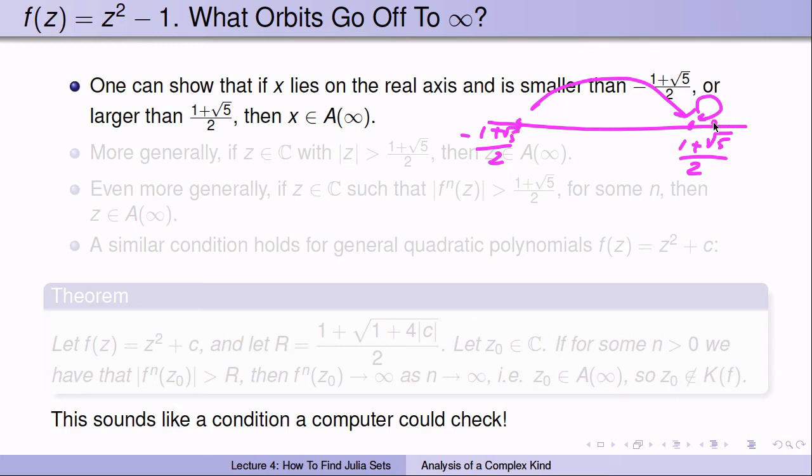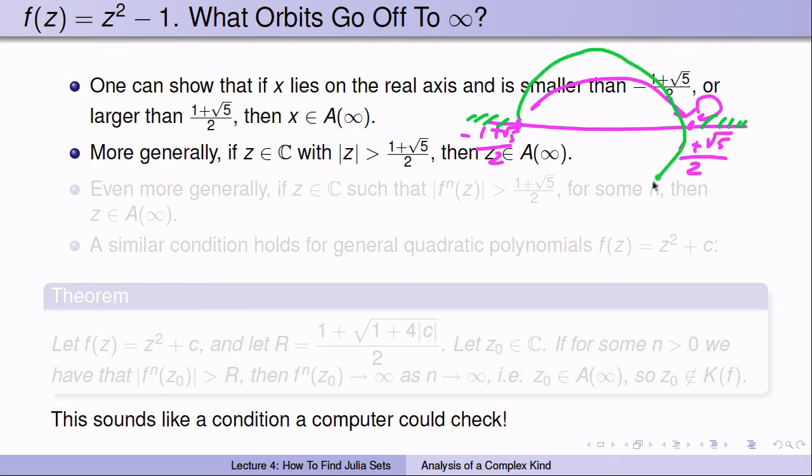If you are either out here or back here, all those points go off to infinity under iteration. More generally, if z is in C with absolute value greater than (1 plus root 5) over 2, then it also belongs to A of infinity. So if you draw a circle through these two points centered at the origin, then anything outside of that circle belongs to A of infinity.